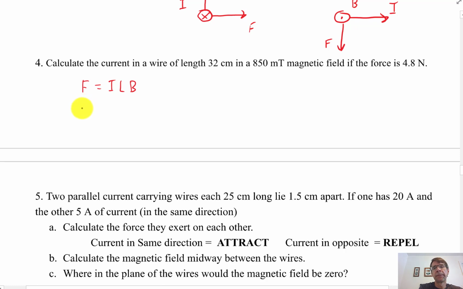It's pretty obvious. So they're giving us the force here in this problem, 4.8 newtons, and we're trying to find the current. This is straightforward. Length of wire, 0.32 meters. And B is 850 milliteslas. That's 0.850 tesla. Got to move it 3 places for milli, 2 places for centi. So that's pretty much straight plug it in. You get 18 amps of current in that wire.